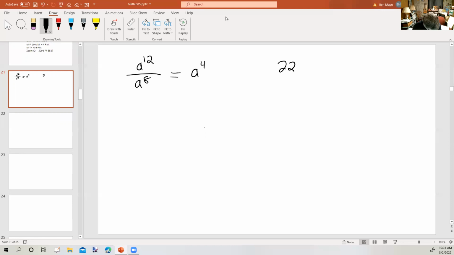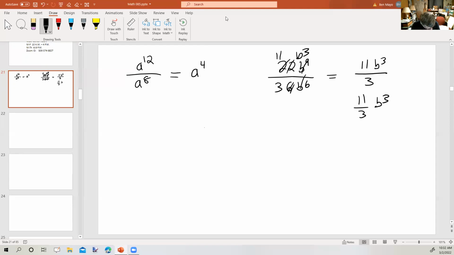Let's say we have 22 b to the 9th power divided by 6 b to the 6th power. Well, first of all, I can reduce the 22 over 6 to 11 over 3. B to the 9th divided by b to the 6th would be b to the 3rd, so I get 11 b to the 3rd over 3. You could also write this as 11 thirds b to the 3rd power. Just be careful that you don't let the b cubed get down below the fraction bar. All righty.